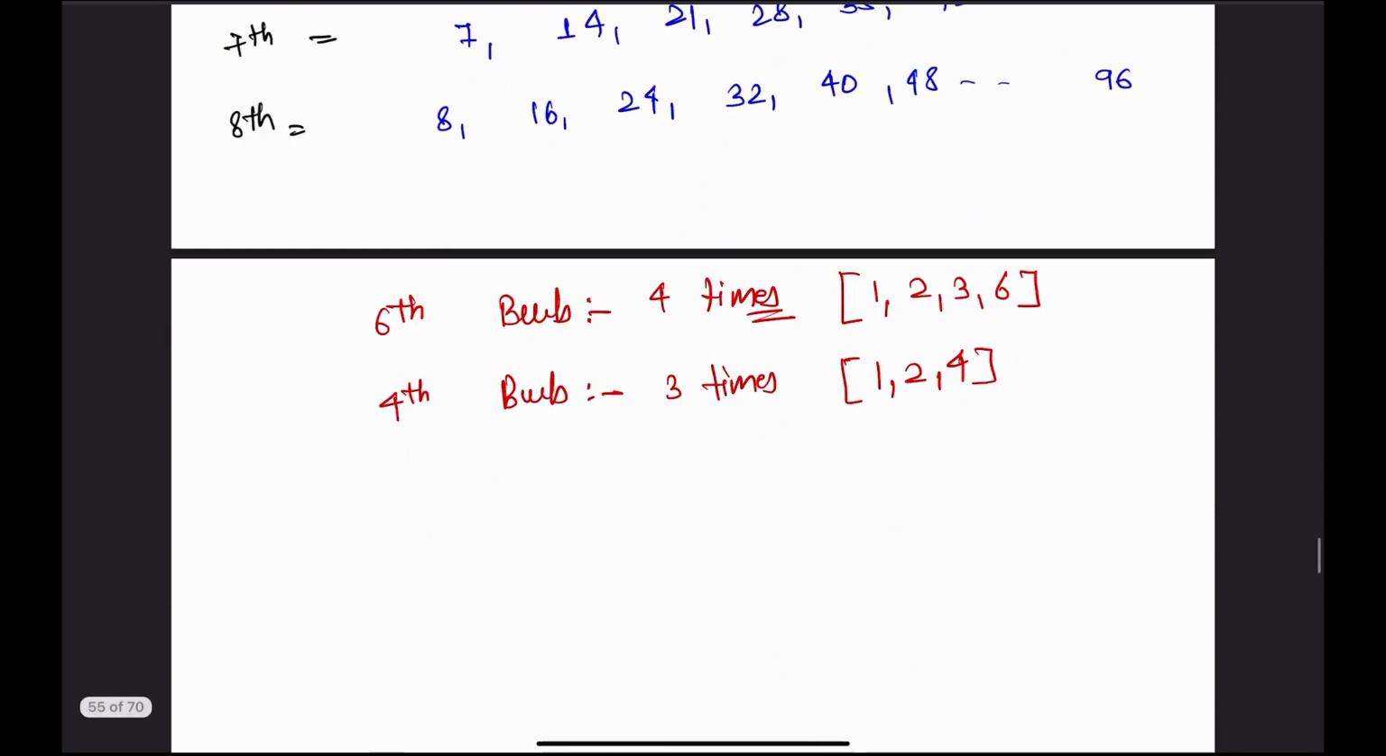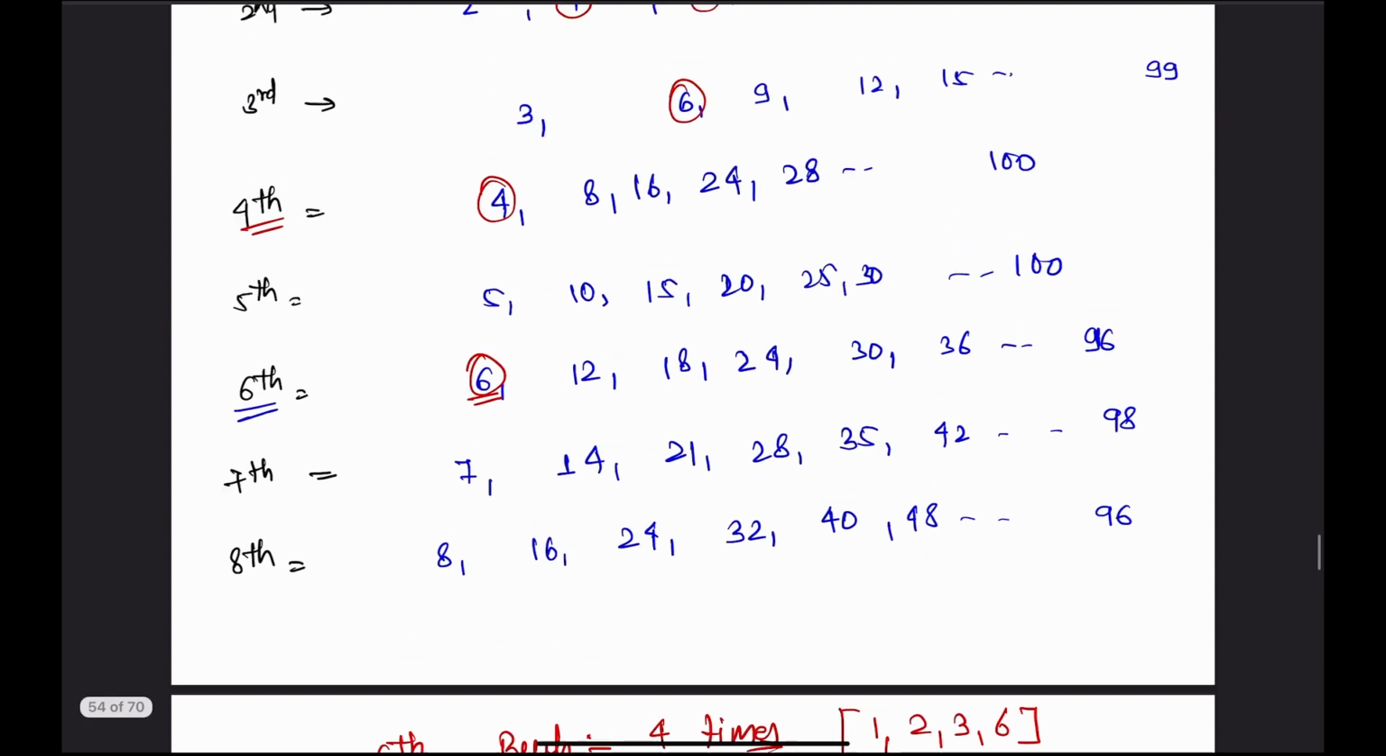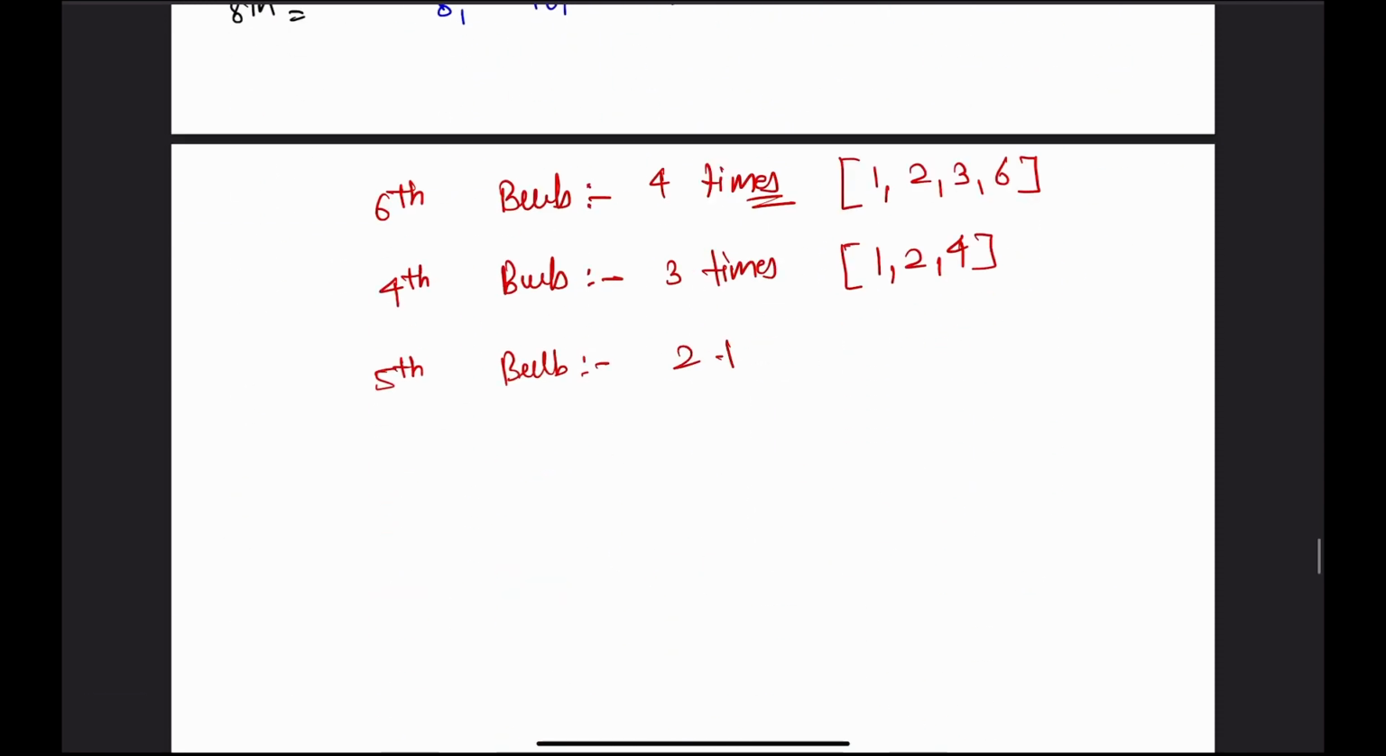Let's take another example, the fifth bulb. How many times is it changing its state? That would be only 2 times, by persons 1 and 5. Let's take the eighth bulb.